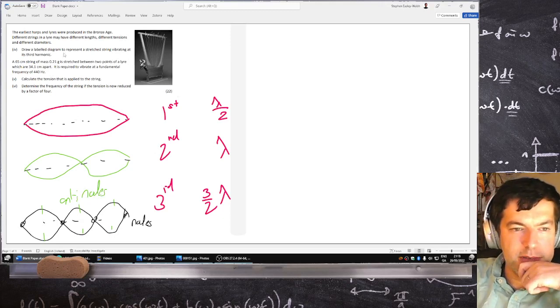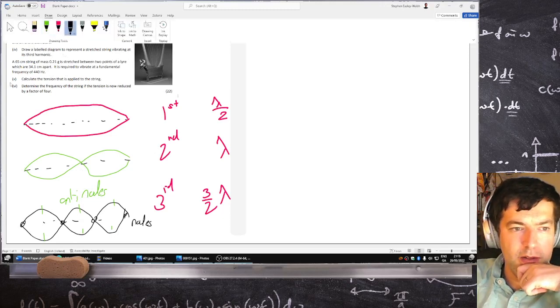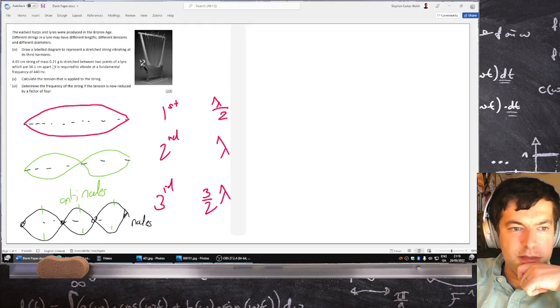Okay, draw a labeled diagram, stretched string vibrating at its third harmonic. A 65 centimeter string of mass 0.21 grams is stretched between 2 points, which are 34.1 centimeters apart. It is required to vibrate at its fundamental frequency of 440 Hz. Calculate the tension that is applied to the string.